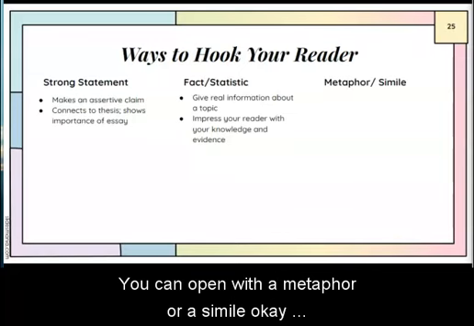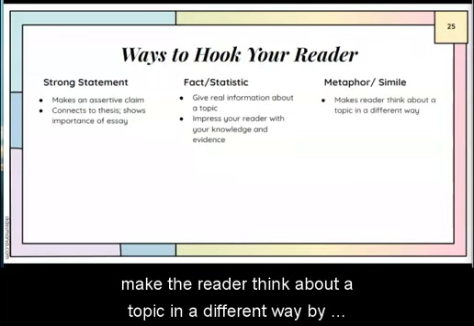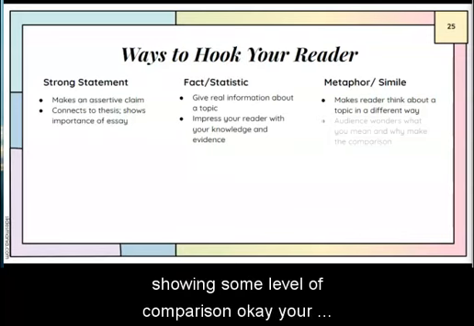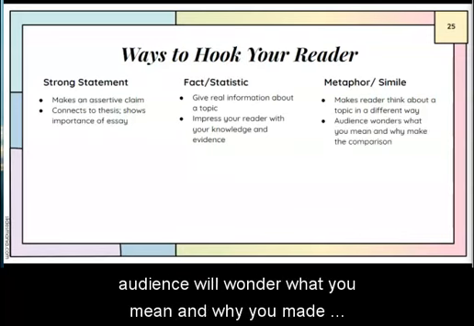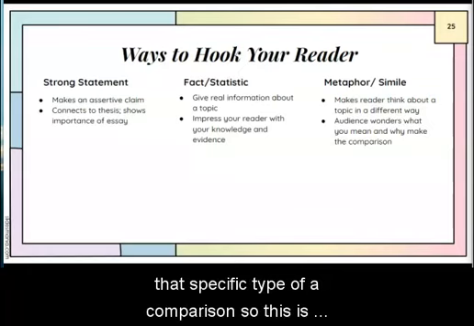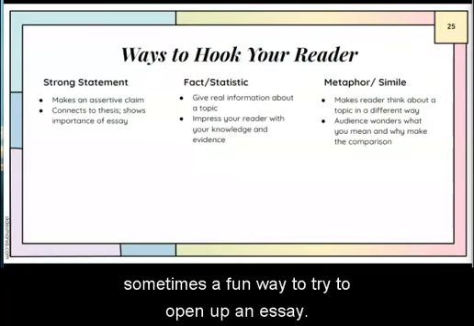You can open with a metaphor or a simile, okay? Make the reader think about a topic in a different way by showing some level of comparison, okay? Your audience will wonder what you mean and why you made that specific type of comparison. So this is sometimes a fun way to try to open up an essay.